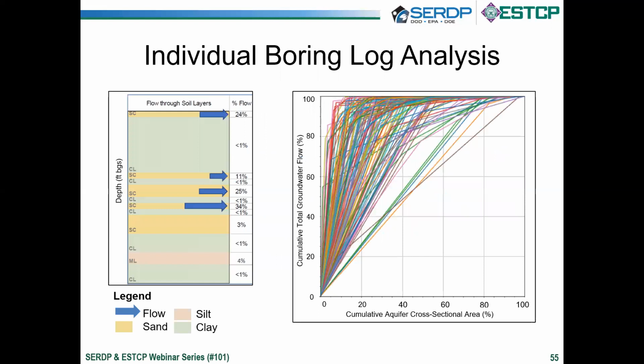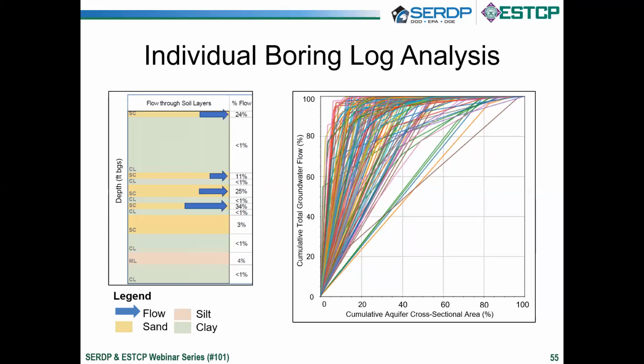For each boring log, we tabulated the soil type, its thickness, and typical hydraulic conductivities to look at what percentage of flow goes through each layer, as you'll see on the figure on the left. And the graph here on the right then shows the cumulative total groundwater flow on the y-axis and the cumulative aquifer cross-sectional area on the x-axis.